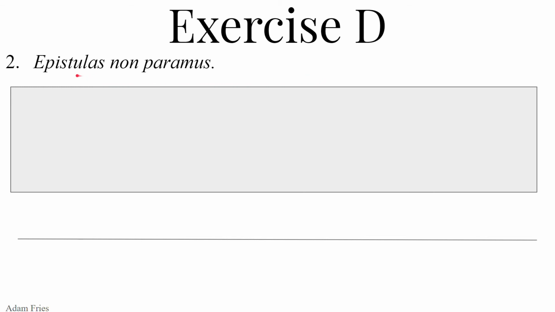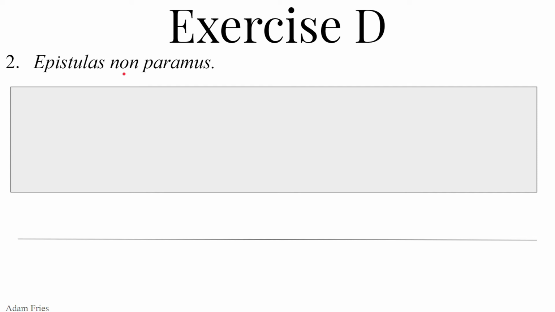Sentence 2. Epistulas non paramus. So epistulas, from epistula, epistulae, feminine, letter, epistle. Epistulas, that is accusative and plural. Reason for accusative: direct object, or motion towards with the preposition ad. There is no preposition ad, so it's just the direct object of some verb. So letters is going to receive the action of some verb. Something's going to happen to some letters.